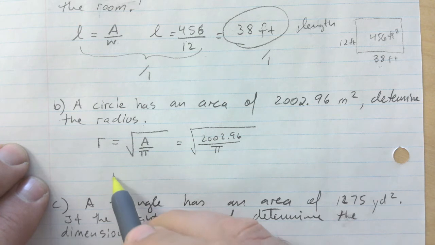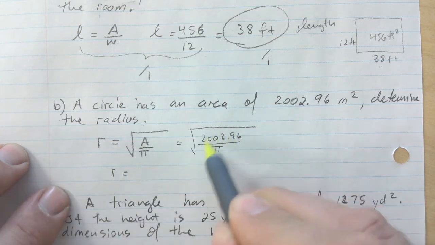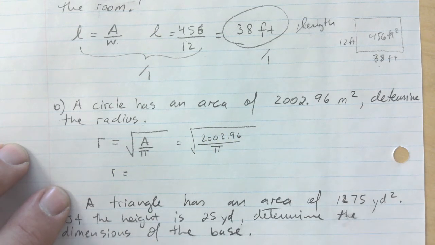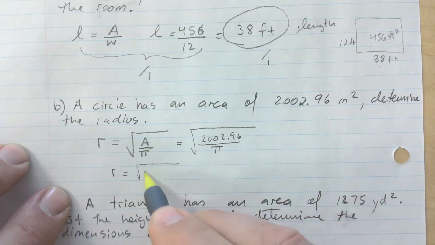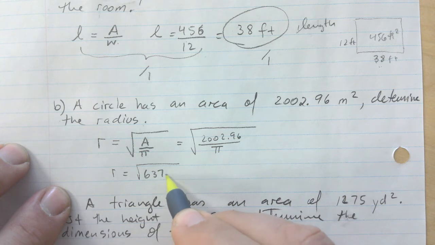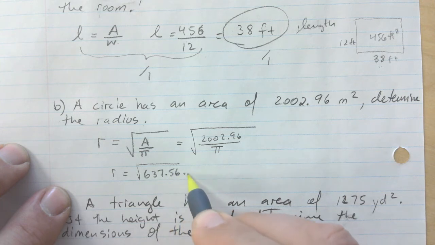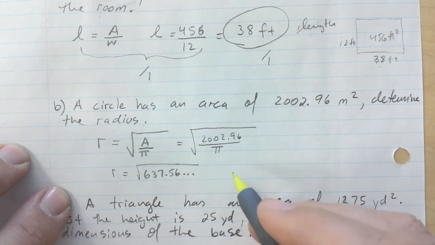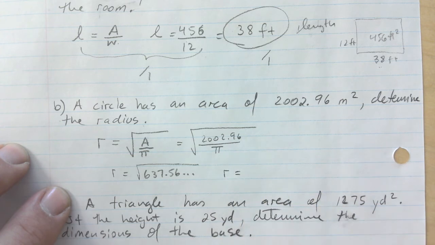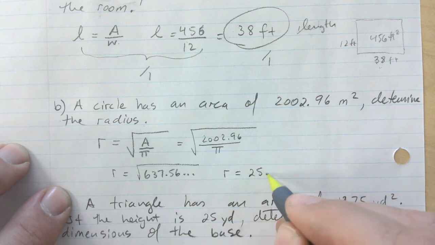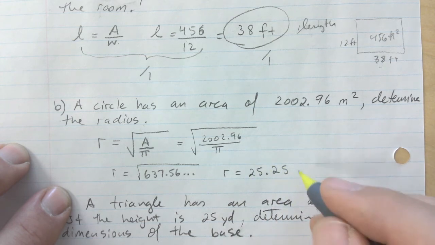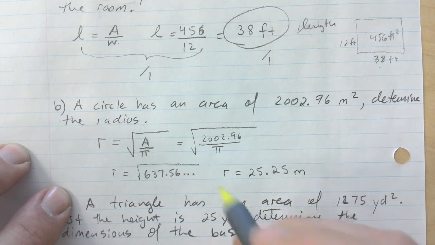Right? And now let's figure out what is inside there first. 2002.96 divided by pi, and that is the square root of 637.56, and that keeps going. So r is going to be the square root of that, which is 25.25 meters.